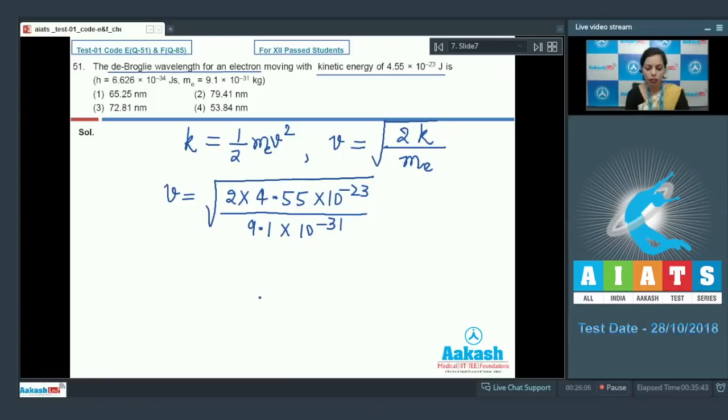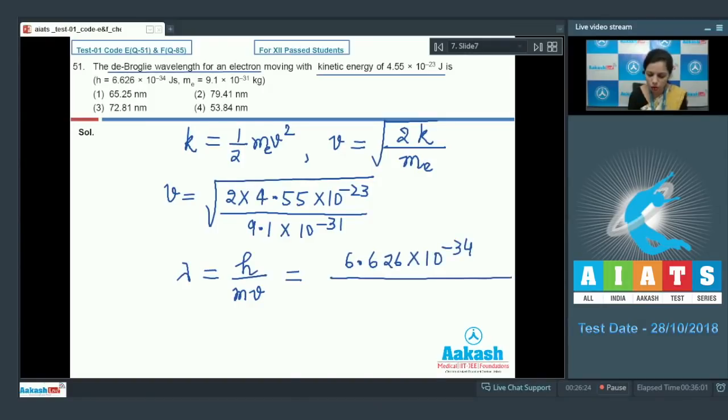Now, after this, we just have to find out the de Broglie wavelength. That is lambda is equal to h by mv. So, let's place the value here. The value of h is 6.626 into 10 raised to the power minus 34 joule second, that's given in the question. Now, after which we have mv. m is 9.1 into 10 raised to the power minus 31.